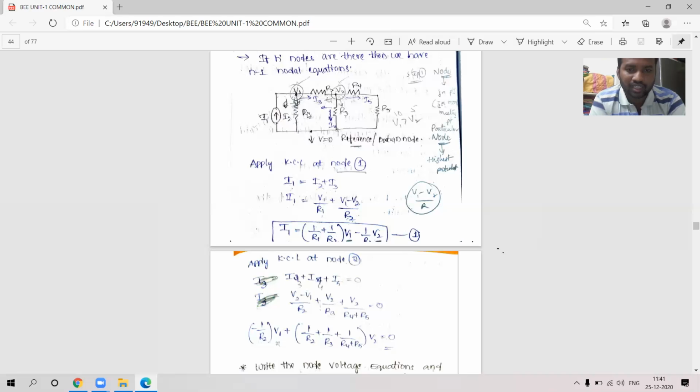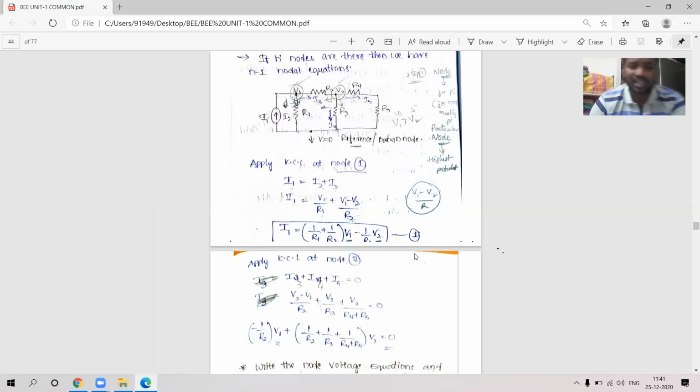Now for I3, how will you write? For I3, you can see that I3 is not going to ground, no. I3 is going from V1 to V2 position. That's why highest potential minus lowest potential, V1 minus V2 by R2. Now I am going to separate the coefficients of V1, because V1 is the unknown value, V2 is the unknown value. I am writing V1 coefficients outside: 1 by R1 plus 1 by R2, minus 1 by R2 V2. Okay, coefficient of V2 is minus 1 by R2. That is equation number 1.